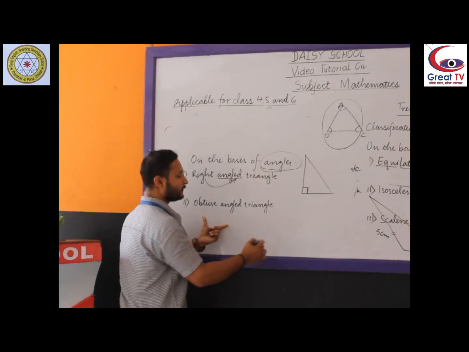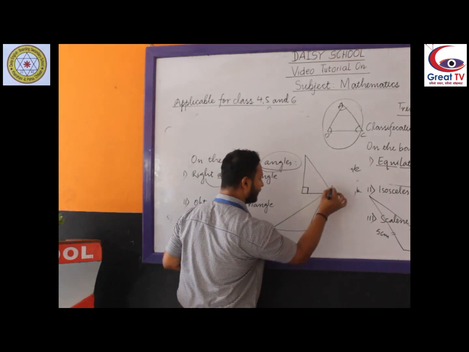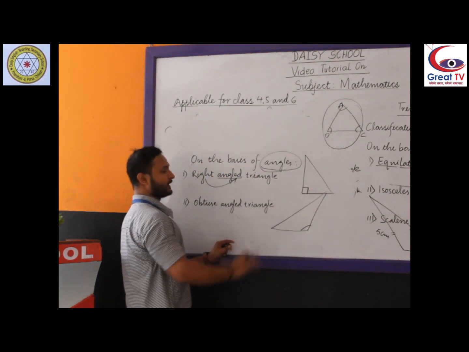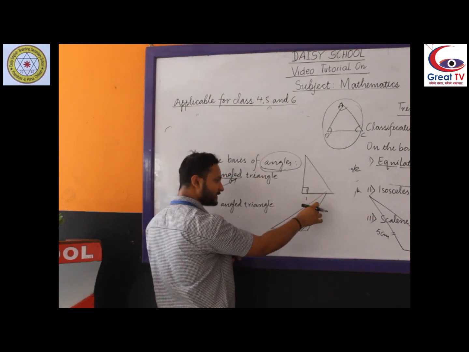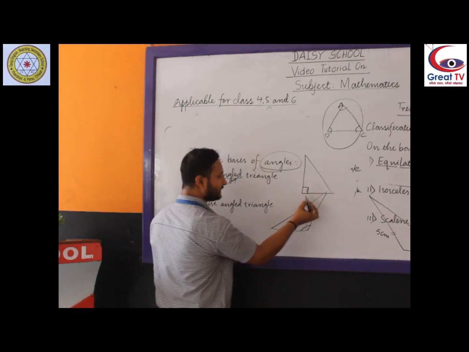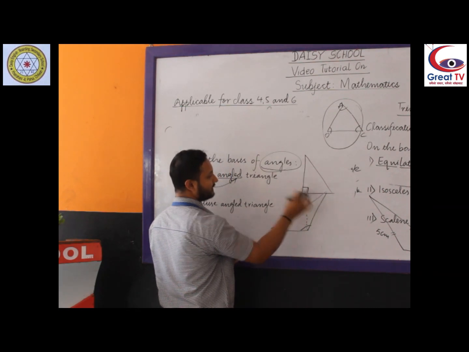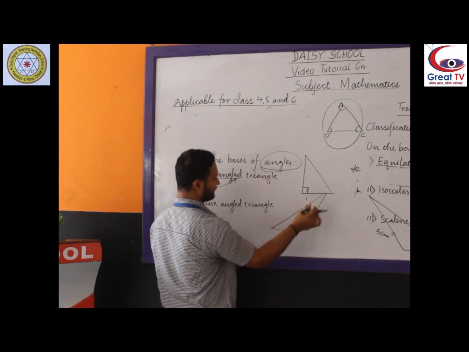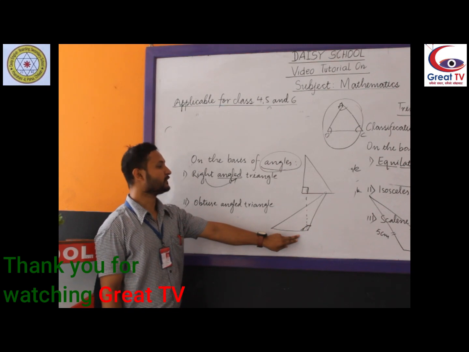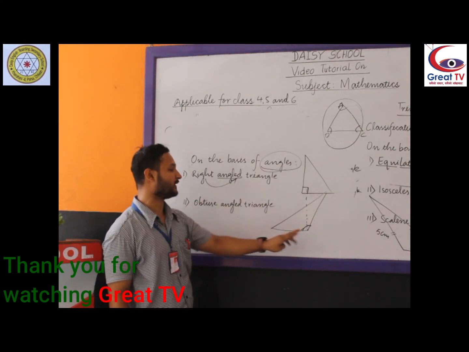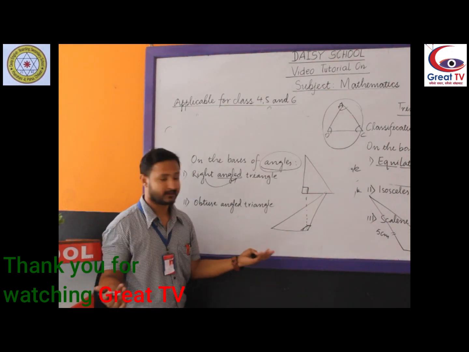So, if a triangle contains an obtuse angle greater than 90 degrees, if the line was here, it would be 90 degrees. But it is greater than 90 degrees. Look, this line is far from this line. That's why it is greater than 90 degrees. So this angle is an obtuse angle. So this is a triangle containing one obtuse angle. That's why it is called obtuse angle triangle. Very easy.